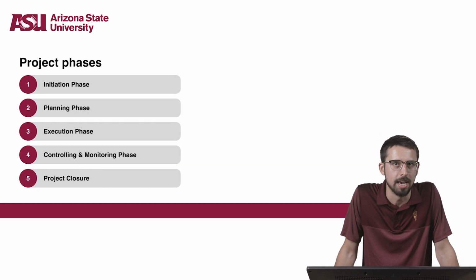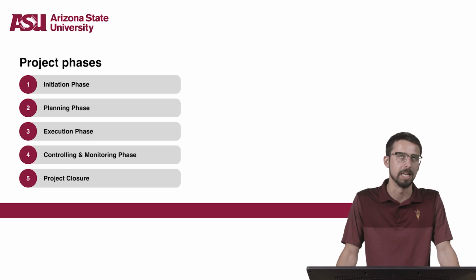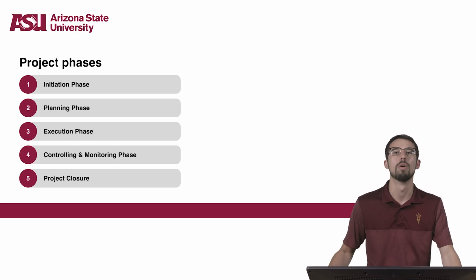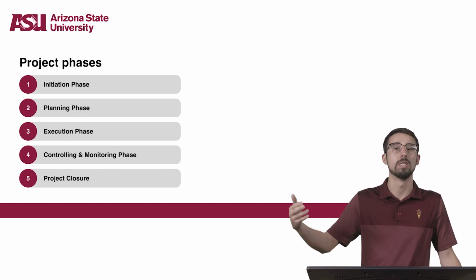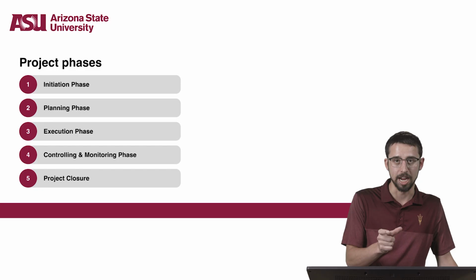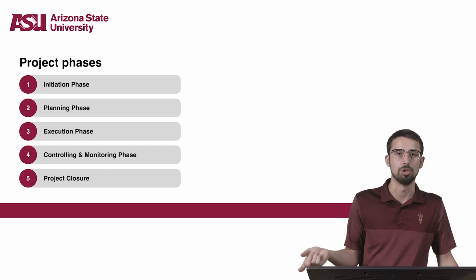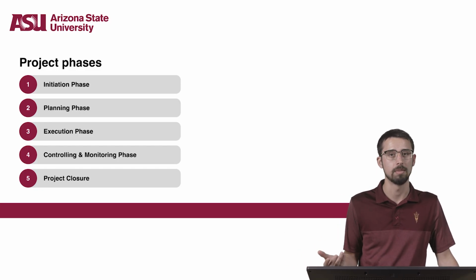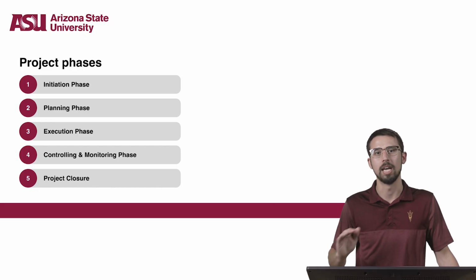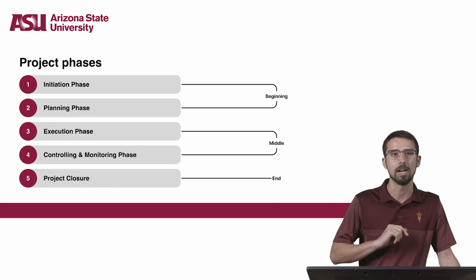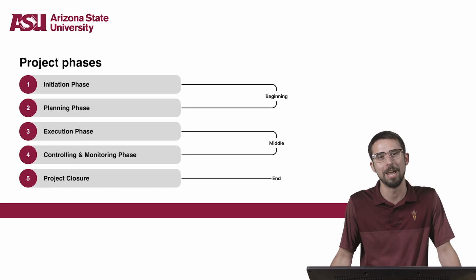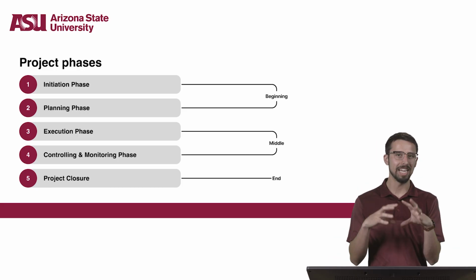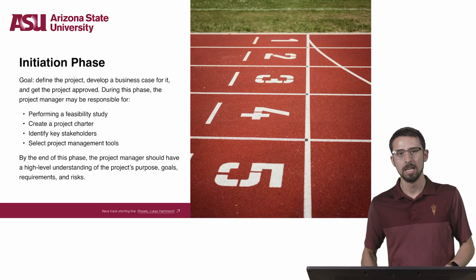Now, obviously, projects get a bit more complex than simply having a beginning, middle, and an end. So we often break it down just a little bit further with 5 distinct phases: initiation, planning, execution, controlling and monitoring, and then also project closure. And just to make this even more clear, here you go. Hopefully that clears things up. So let's get into each of these just a little bit deeper.